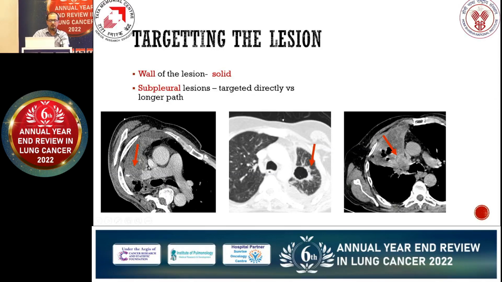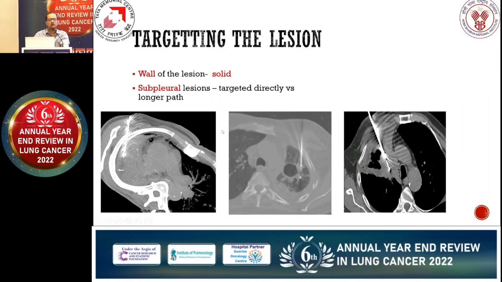All these things need to be taken into consideration while doing a biopsy, and this is how all 3 patients turned out to be positive for malignancy. And thus the targeting of the right lesion is helpful.